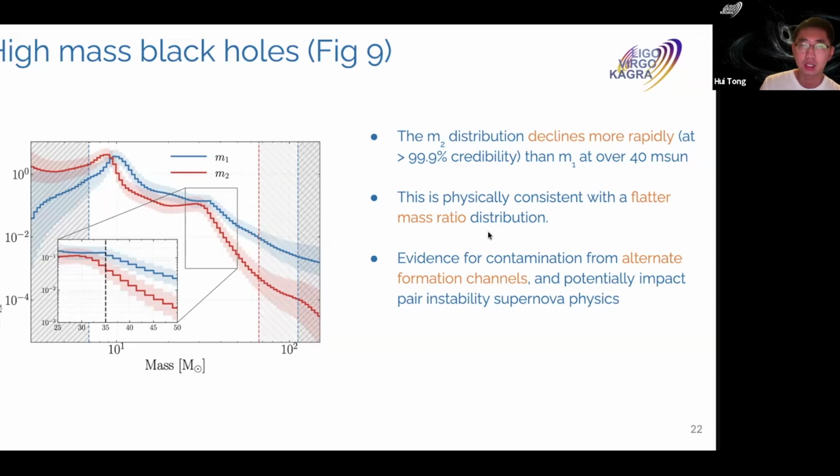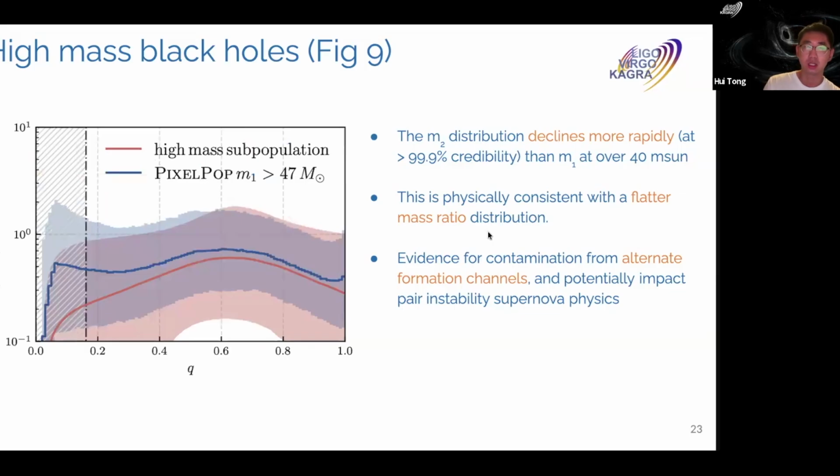So if we could go to the next slide, the difference in the slope of this high mass spectrum between M1 and M2 is physically consistent with a flatter mass ratio distribution for those high mass systems. Here we present the mass ratio distribution for high mass systems using both a strongly parameterized model, which models the high mass subpopulation separately, and again the weakly parameterized model in blue, the Pixel Pop, but here we truncate it above 45 solar mass to focus on the high mass region.